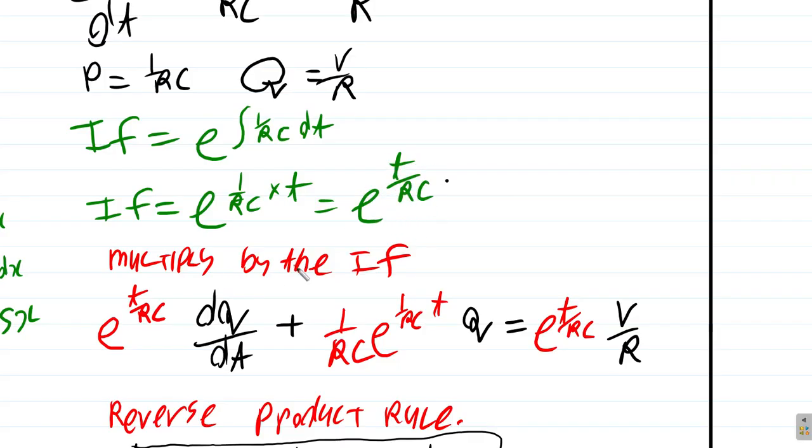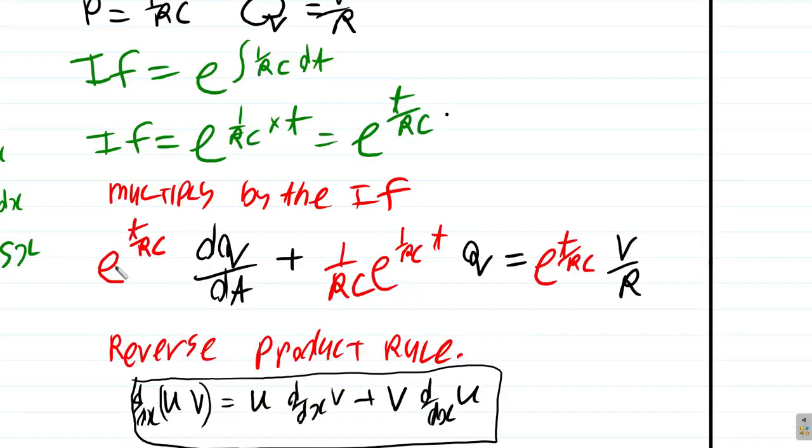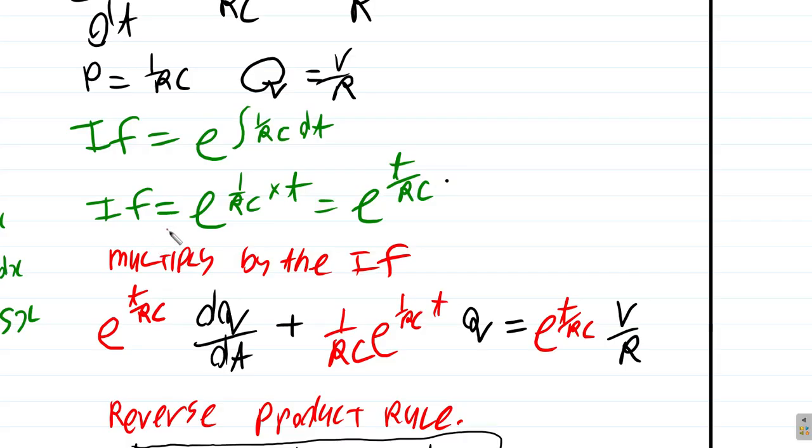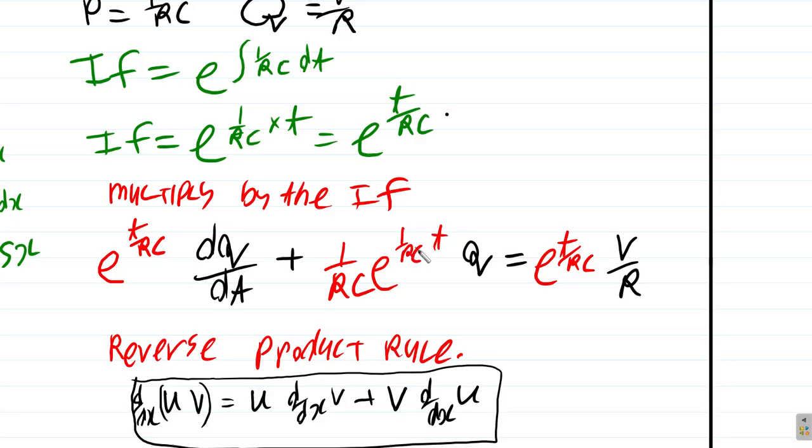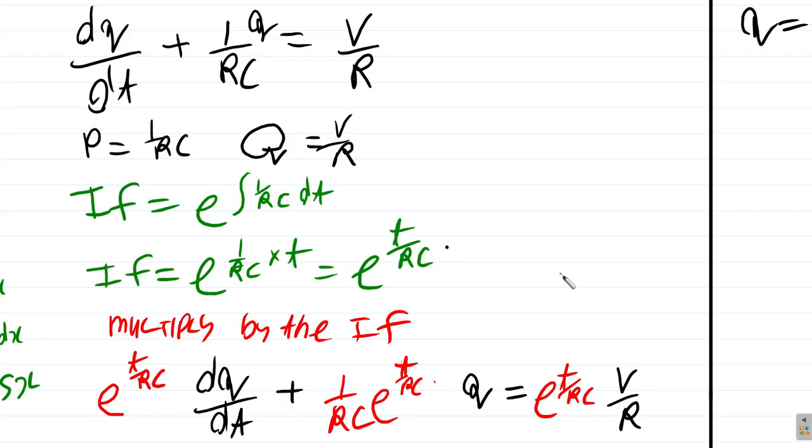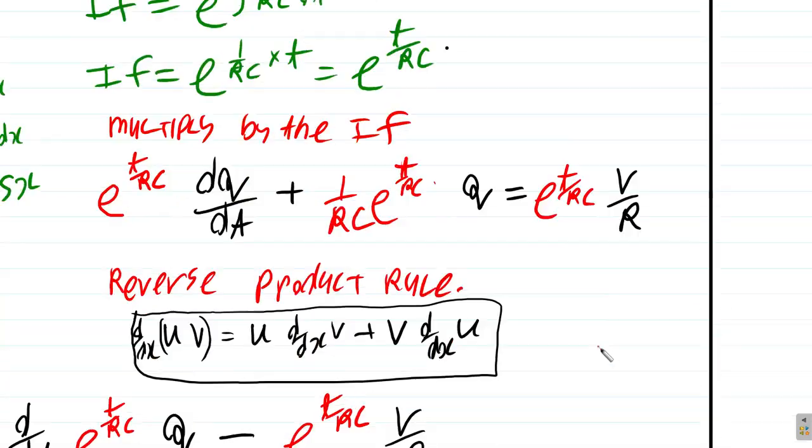Alright? You multiply both sides by the integrating factor. You have e to the t over rc times the left hand side, dq by dt plus 1 over rc times q, multiplied by e to the t over rc. I rewrote it as 1 over rc times t, but for consistency I'll put it back as t over rc, right? And then it equals e to the t over rc times v over r. Alright?